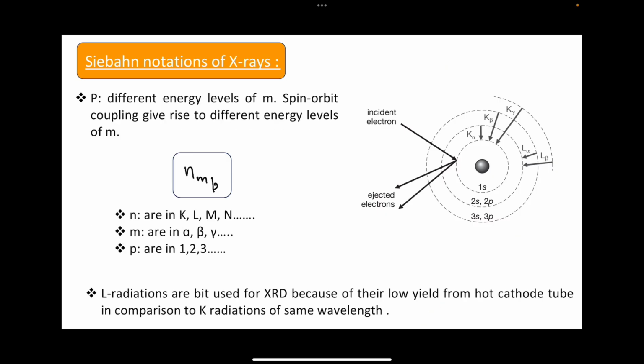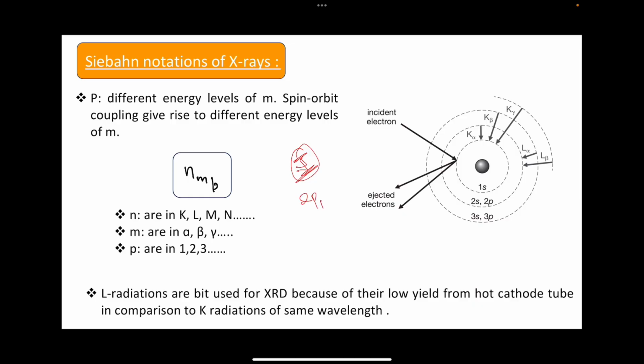And P symbolizes the spin-orbit coupling. When there is spin-orbit coupling, we get different states with different energy levels. As we know from term state symbols, we know the J value, right? From the spin-orbit coupling we get that.